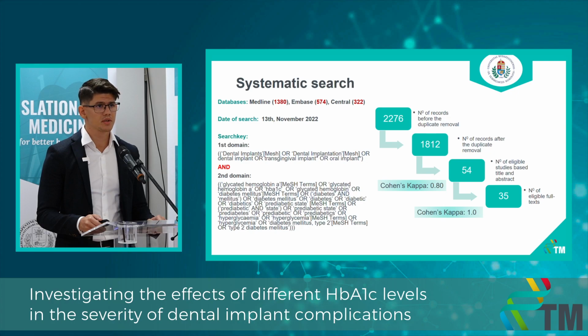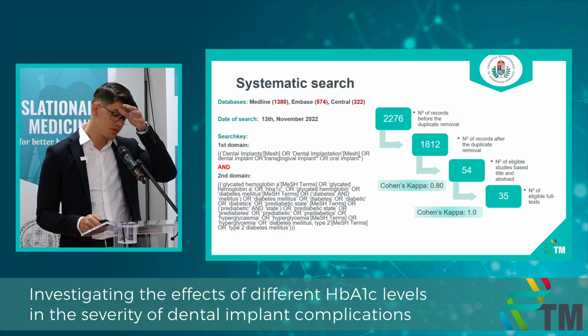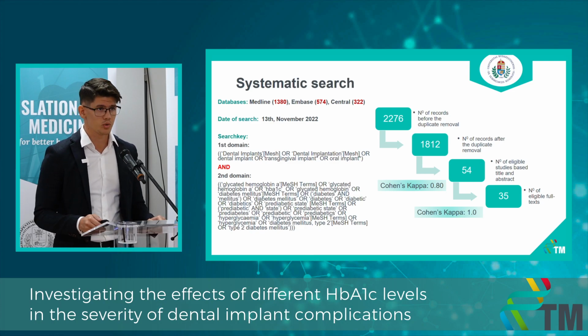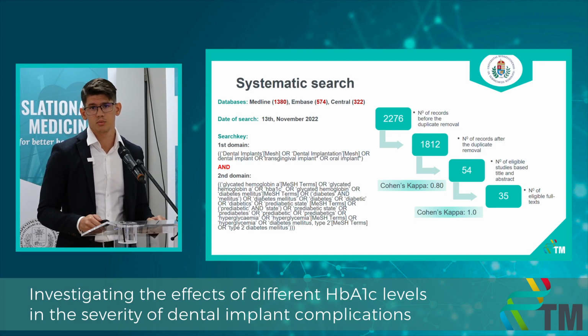We have done our systematic search on the 13th of November last year in the 3 main libraries with a simple search key which consists of 2 different domains. The first domain is for the population, while the second one is for the prognostic factor. We have gotten around 2,200 articles, and after the selection procedure, we were left with 35 eligible observational studies.